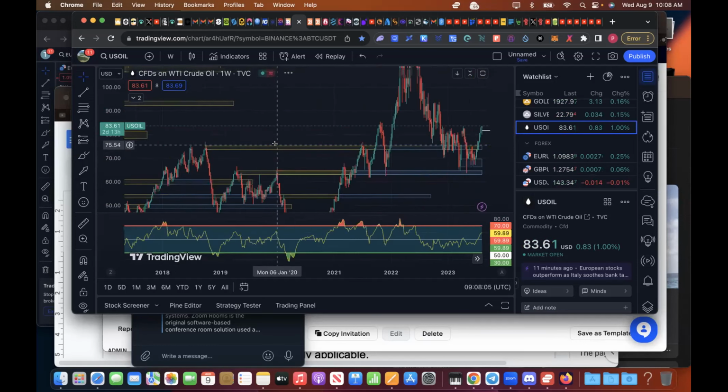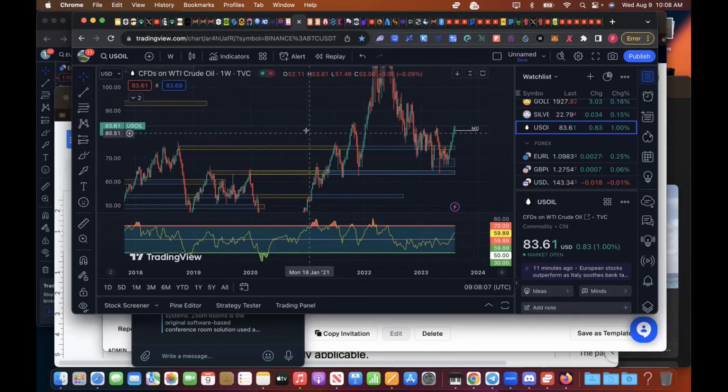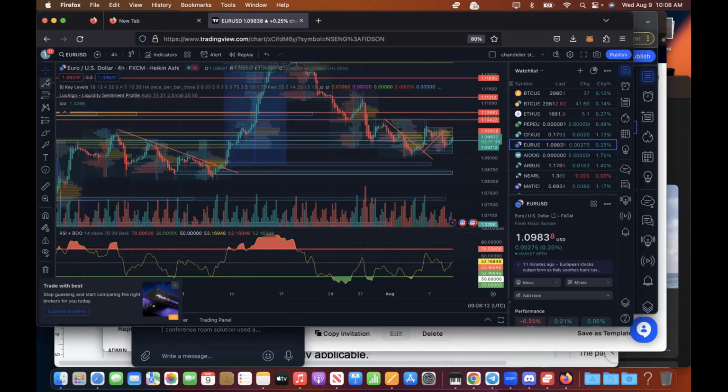for oil. Now, imagine you are checking from the weekly time frame, right? So you are looking at this place. Oh my word, what's this?